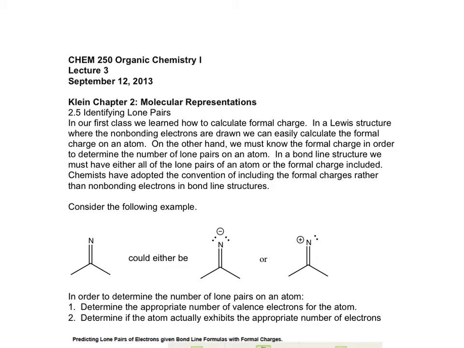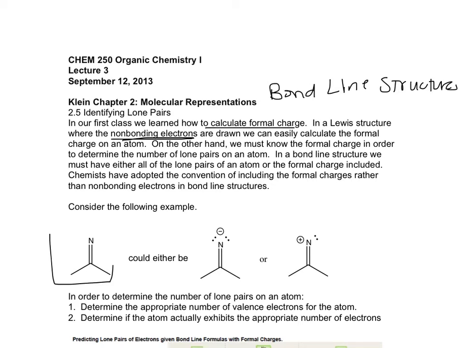Alright, so where we left off last class, we had learned how to draw and interpret bond line structures. In our first class, we learned how to calculate the formal charge. In a Lewis structure, this is easy because we have all the non-bonding electrons. In our bond line structures, we do not include the lone pairs. So what we need to do is figure out what is the formal charge on the atoms in our bond line structure.